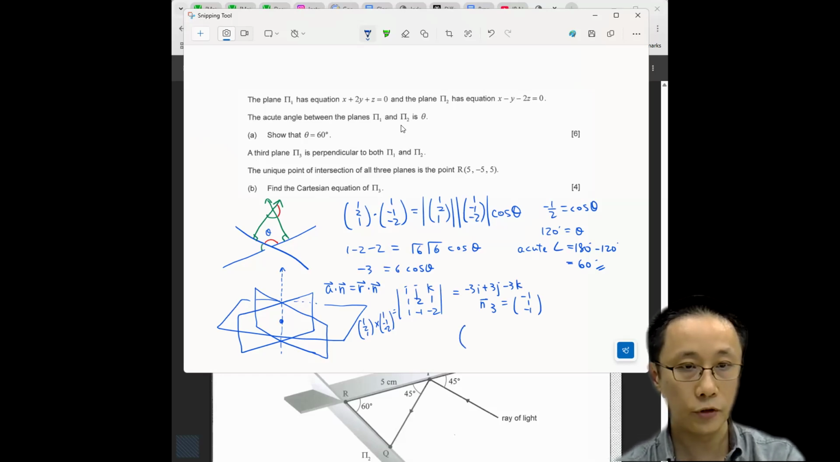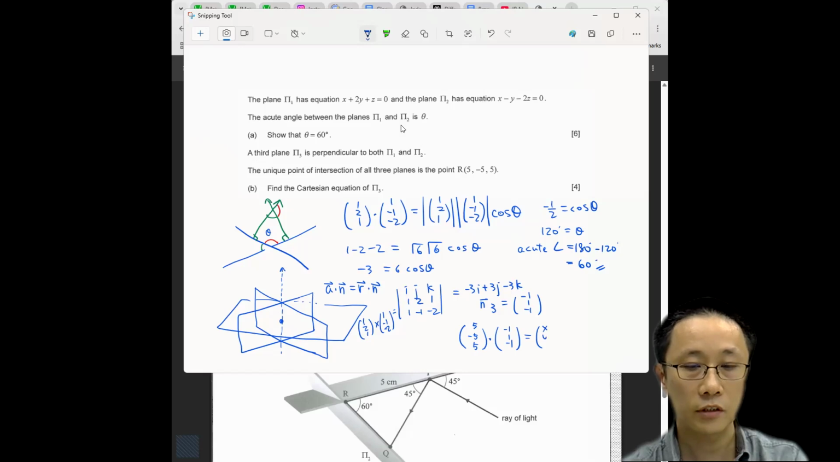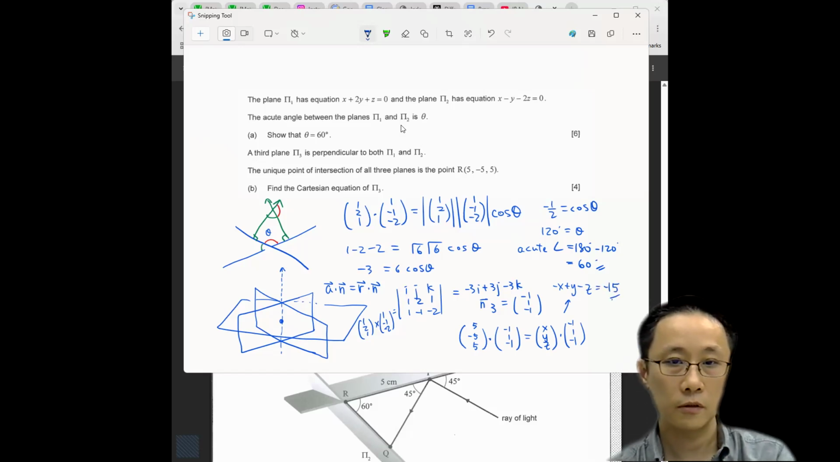And then we can now use A dot n equals R dot n. So we have 5, -5, 5 dot -1, 1, -1 equals R, which is just your standard x, y, z dot -1, 1, -1. And when you expand all this, you get minus x plus y minus z equals negative 15, which would be the Cartesian equation.